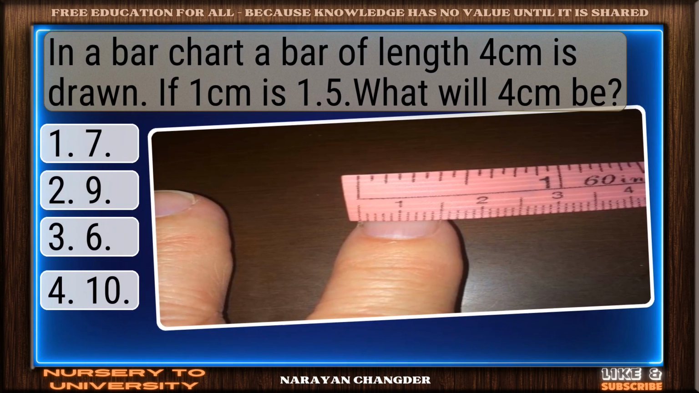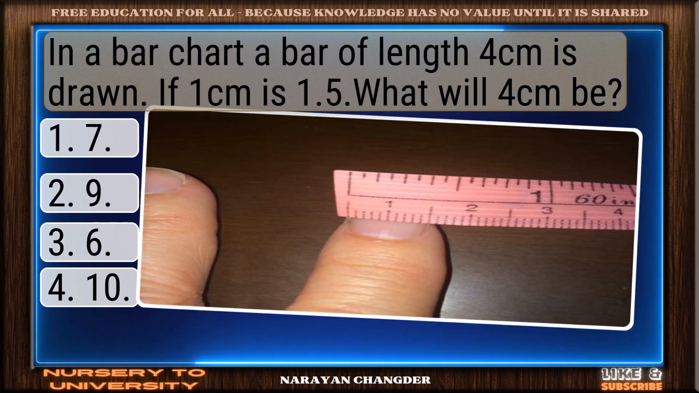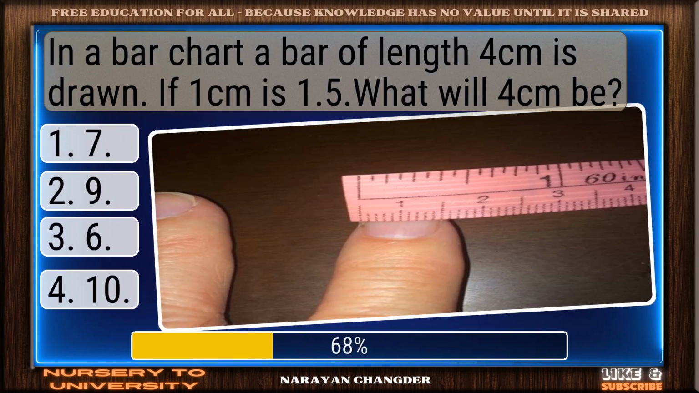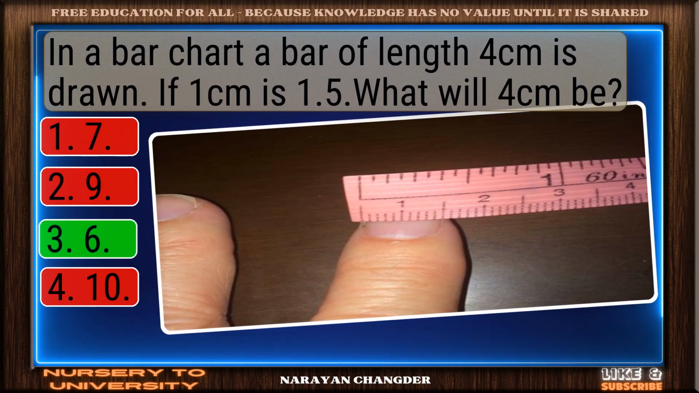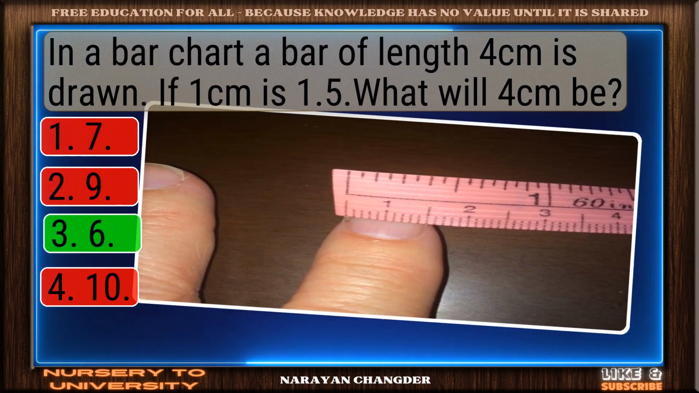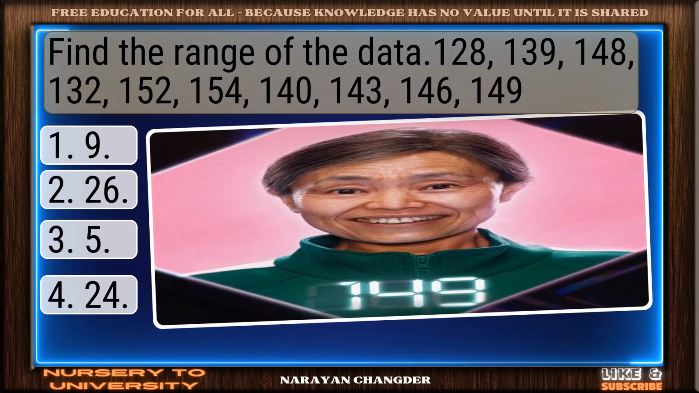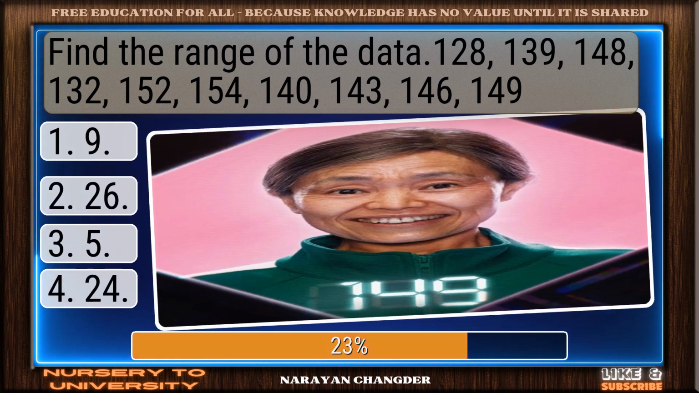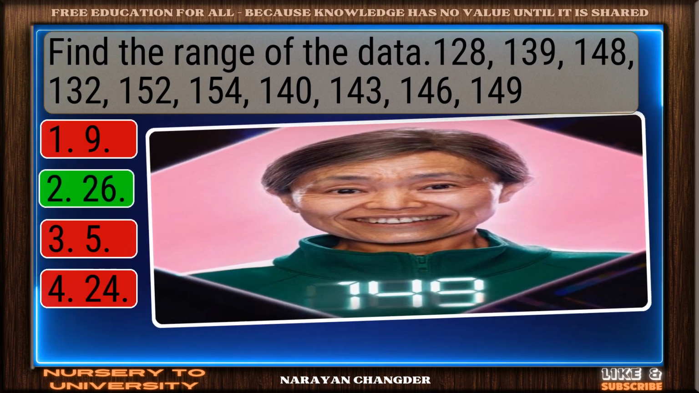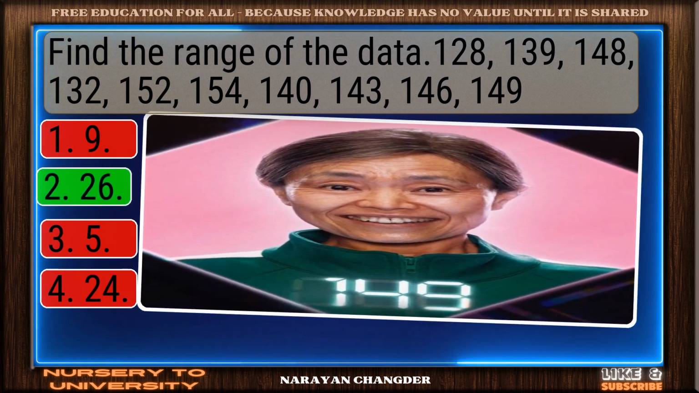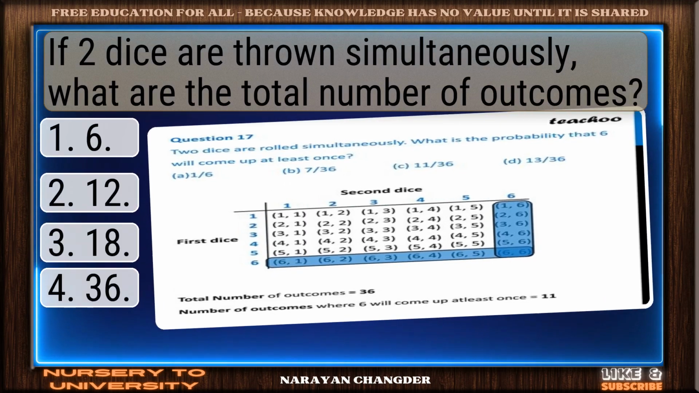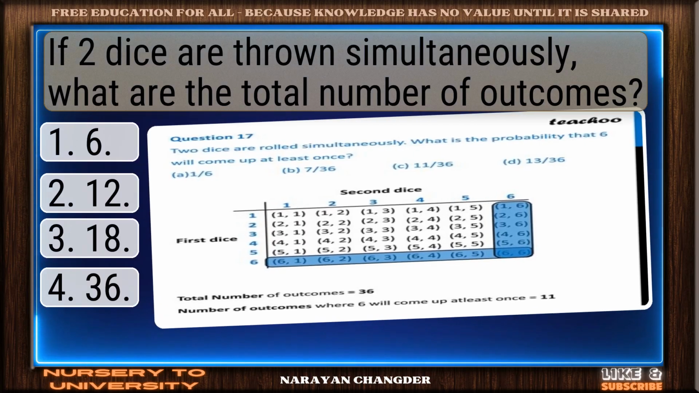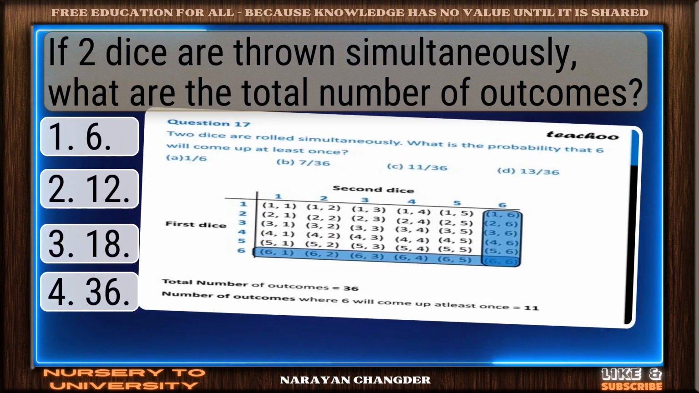Question number 58. In a bar chart, a bar of length 4 cm is drawn. If 1 cm is 1.5 km, what will 4 cm be? Strong choice. 6 is the right answer. Question number 59. Find the range of the data 128, 139, 148, 152, 154, 143, 146, 139. Nice work. You chose 26 and it is correct. Question number 60. If 2 dice are thrown simultaneously, what are the total number of outcomes?